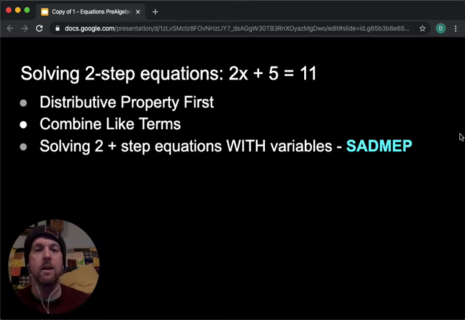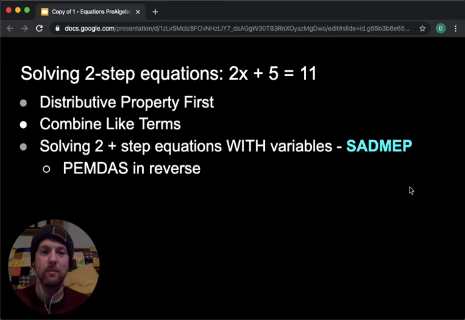And then with solving two-step equations with variables, this is the key. Normally, if you were solving equations and there's no variables, you use PEMDAS: Please Excuse My Dear Aunt Sally. Parentheses, exponents, multiply, divide, add, subtract. But with equations that involve variables, you do the opposite. You do SADMAP, which is really PEMDAS in reverse.